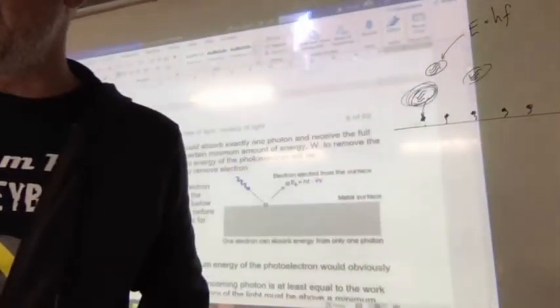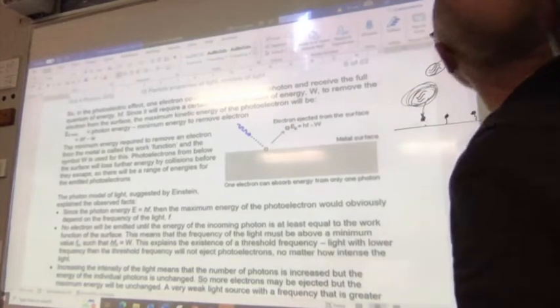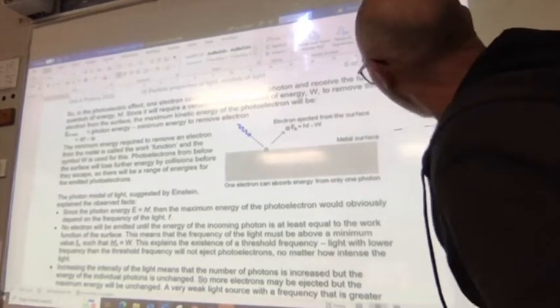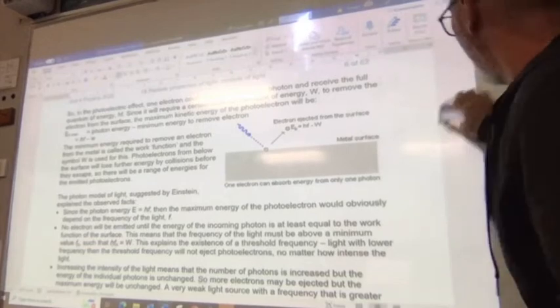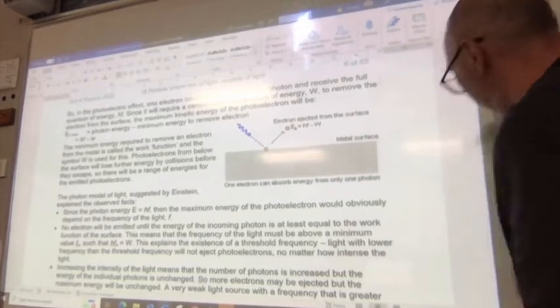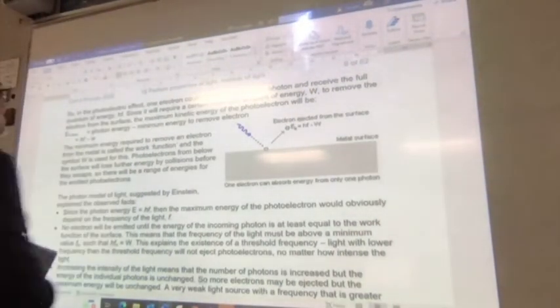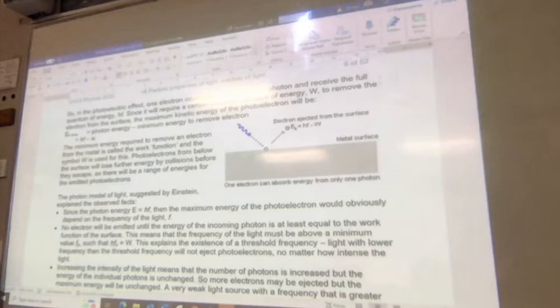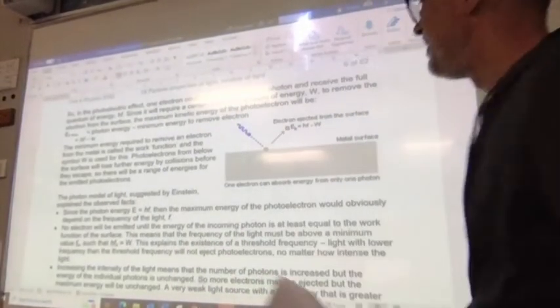All right, lovely. Now there's a little bit of maths, which is kind of the good part, especially when we can add up decimal places very easily. So in the photoelectric effect, one electron could absorb exactly one photon and receive the full quantum of energy. All right, so this is what I've written.